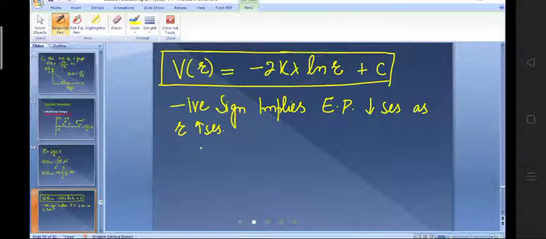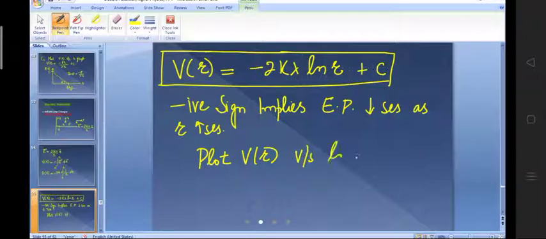You can plot the V. If, for example, the question is like this, plot V of R as a function of ln of R, versus ln of R graph, like this. Then what you can say is that it's a linear graph. It's directly proportional to ln of R, with a negative slope and positive intercept, so the graph will be something like this.